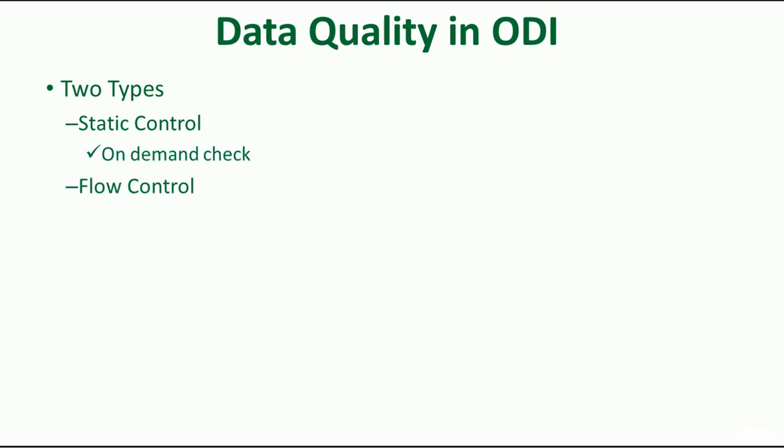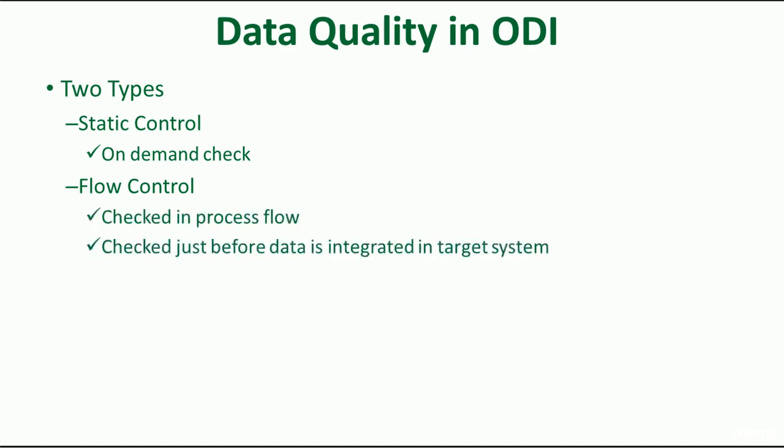Let's understand how data quality control is performed in ODI. There are two types of data quality controls in ODI: static control and flow control. Static control can be performed on existing data. So these are predefined business rules, predefined quality control checks on existing data, and you can run these checks at any point of time.